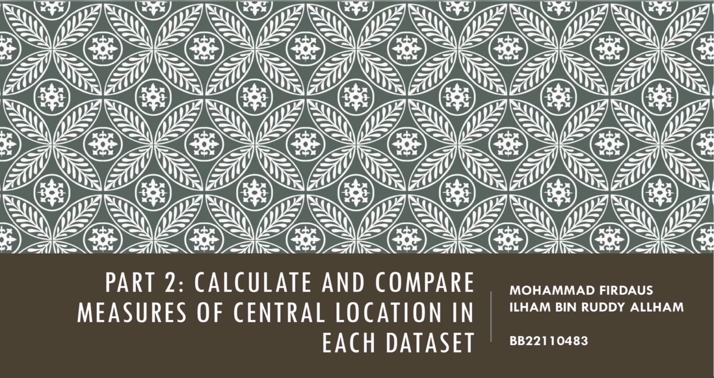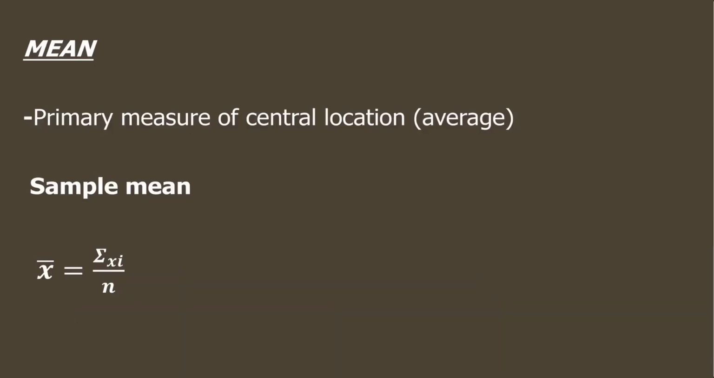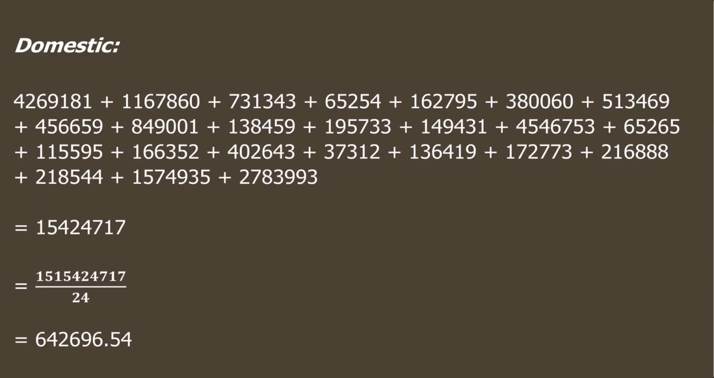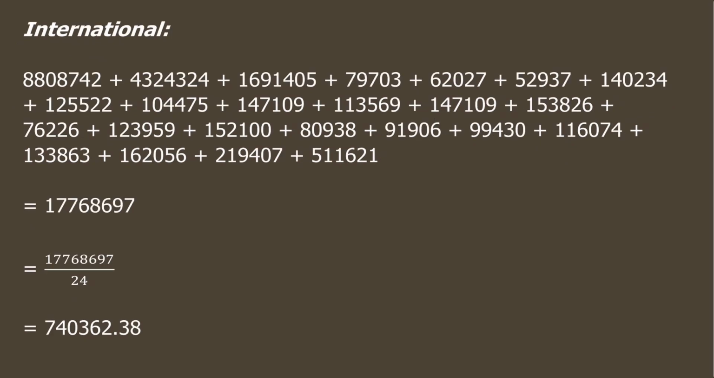To calculate and compare measures of central location in each dataset, there are 3 types of measurement, which are mean, median, and mode. For the mean, I use sample mean. I add up all the data divided by the number of the data. For the domestic, I get 642,696.54.